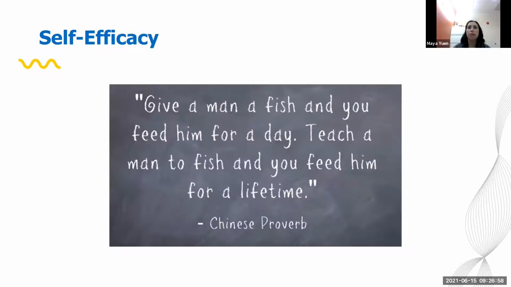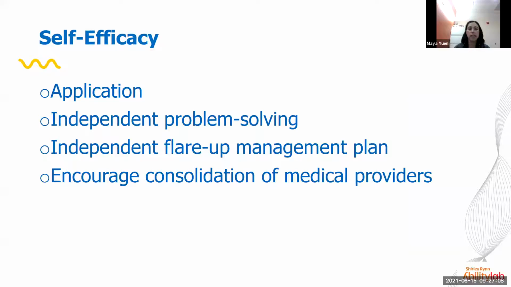Self-efficacy is the last component in what I believe to be an important part of treatment of chronic pain. So one thing that I think really highlights self-efficacy, that I actually quote to my patients all the time, is taken from this Chinese proverb: give a person a fish and you feed them for a day, teach a person to fish and you feed them for a lifetime. So, really teaching self-efficacy is going to be very important.